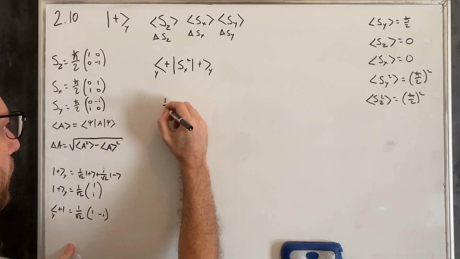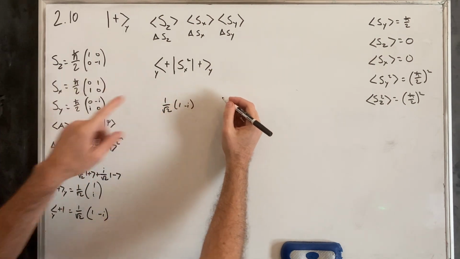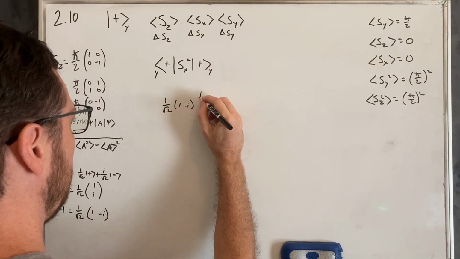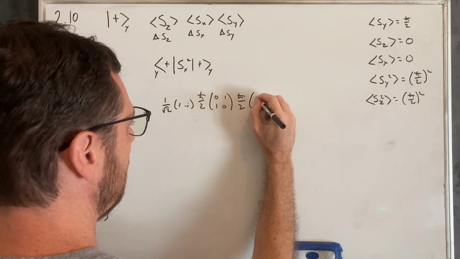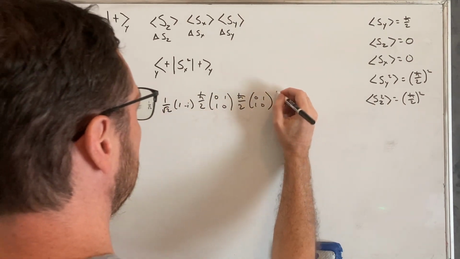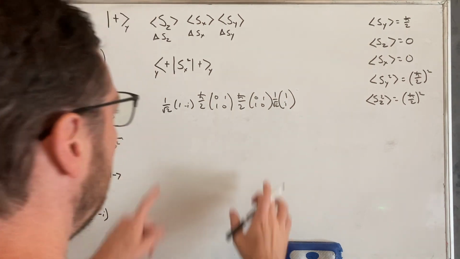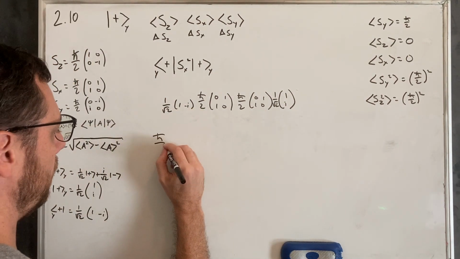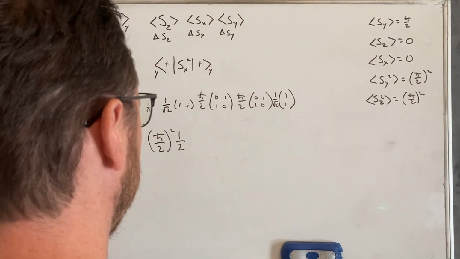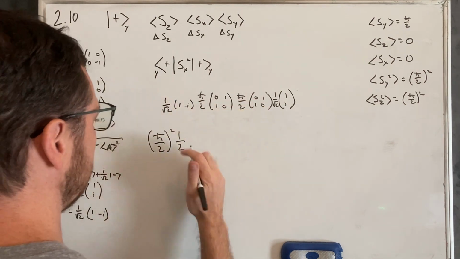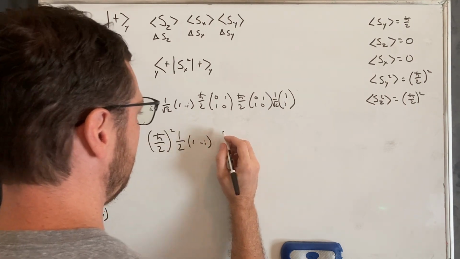So 1 over root 2, 1 negative i, and then 2 of these Sx operators. So h bar over 2, 0, 1, 1, 0, h bar over 2, 0, 1, 1, 0, and then our ket, which is 1 over root 2, 1, and positive i. All right, pull out all these again, and we're once again going to get h bar over 2 squared along with a 1/2. Okay, so we do these first this time. I don't know, mixing it up, I guess. So 1 and negative i.